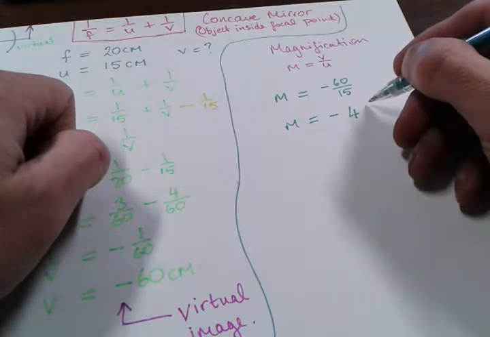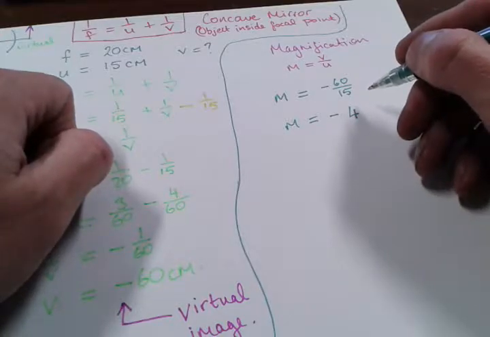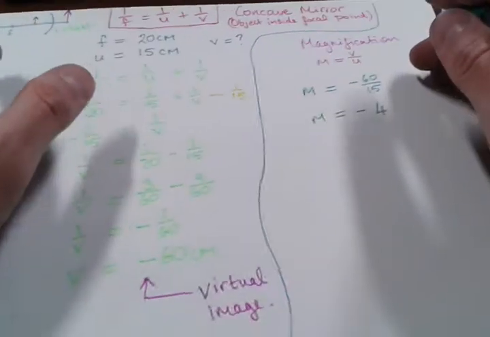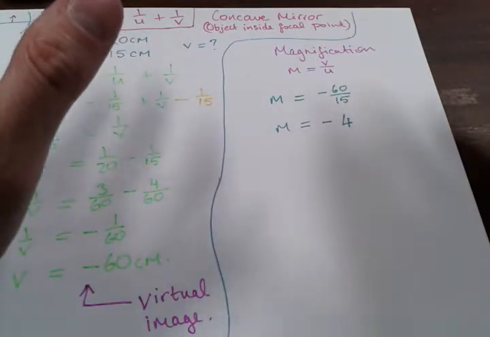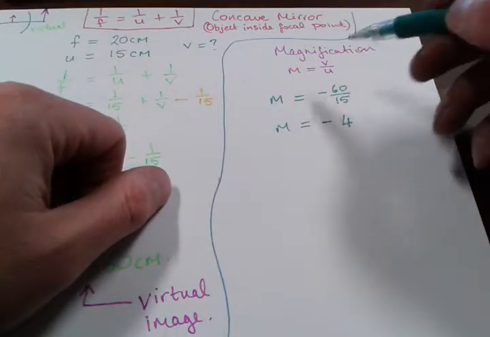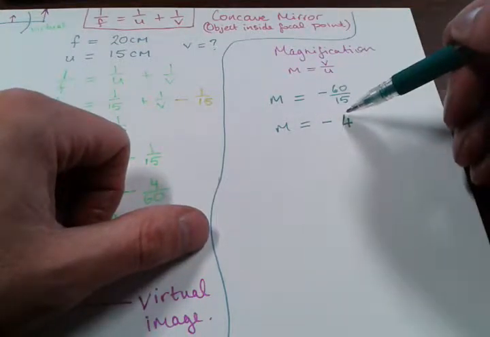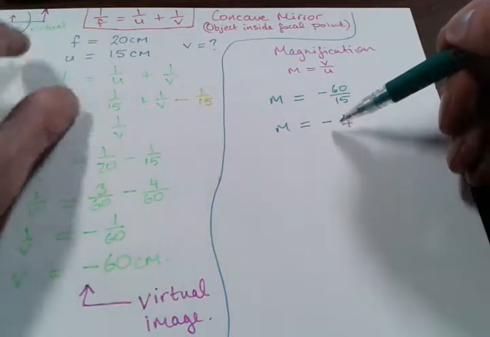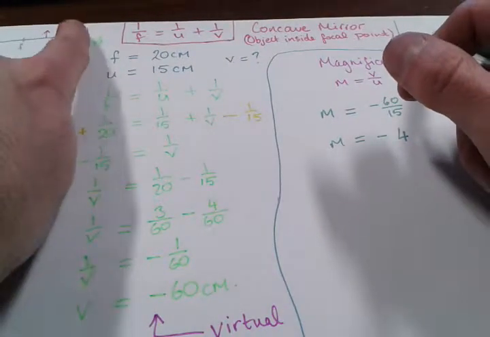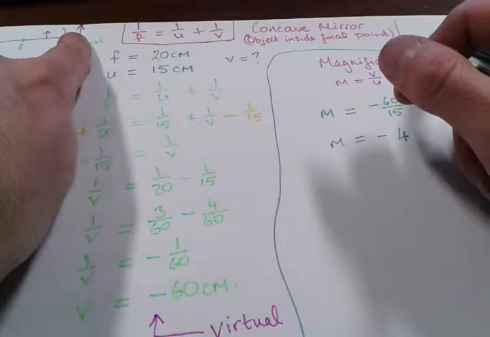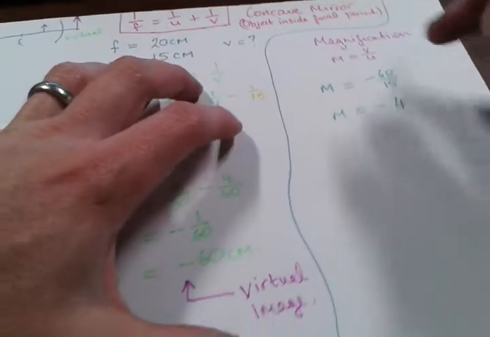Now just note that there are no units on this. Magnification has no units. Essentially what magnification tells you is the number of times bigger. It's a multiple. The number of times bigger or smaller an image is than the object. In this case, this image would appear 4 times bigger than the object is in real life. So it would be 4 times.